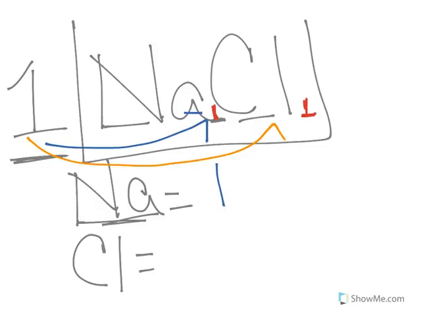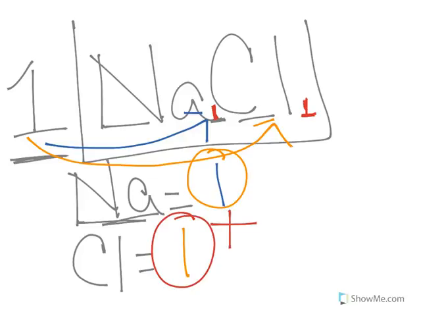Coefficient times subscript. 1 times 1 is 1. So how many atoms of Na do I have? I have 1. How many atoms of Cl do I have? I have 1. How many total atoms do I have? 1 plus 1 is 2. Boom. All right, let's take it a step further.